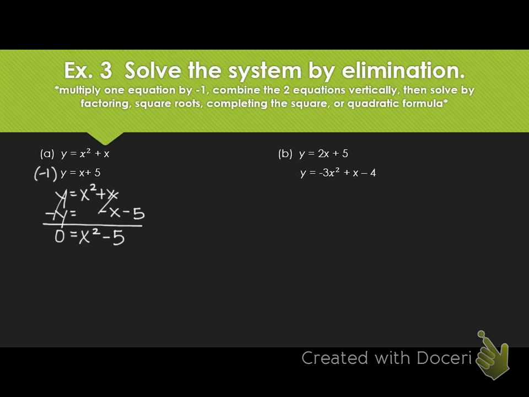How do I work this problem? What do I have to do first if I'm going to solve using square roots? I got to get the x squared alone, right? So how do I get x squared by itself? I'm going to add 5 to both sides.